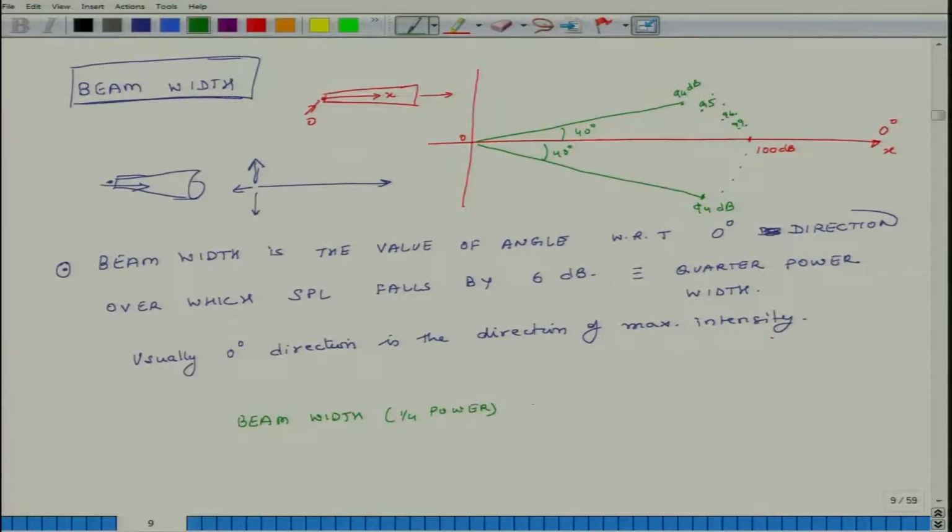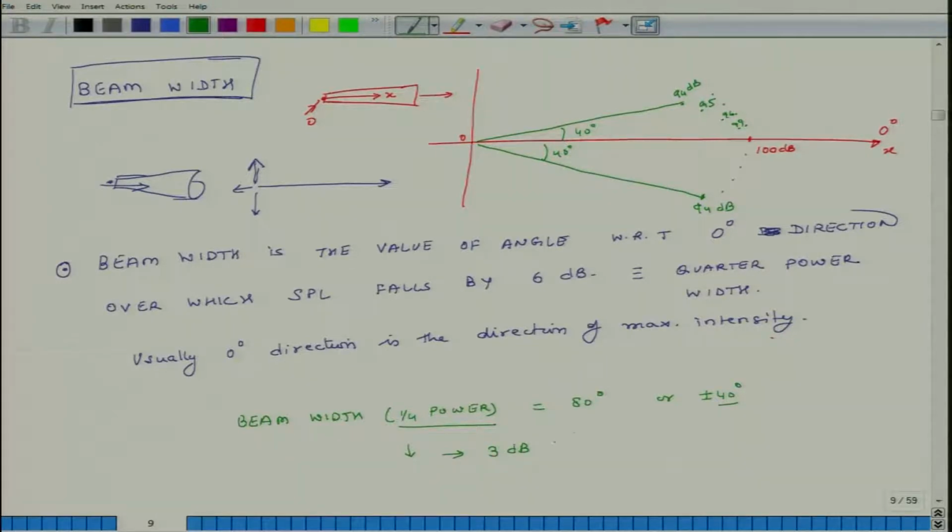Quarter power width is equal to 80 degrees, or I can also say plus minus 40 degrees in this case, because the power level has gone down by 6 decibels. Now why do I call it quarter power? I call it quarter power because when I go down by a factor of half, that corresponds to 3 decibels.